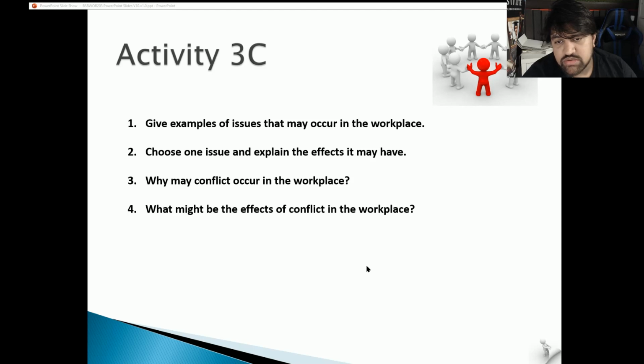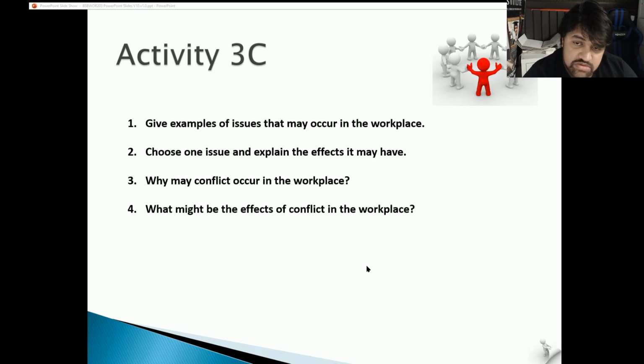Okay, choose one issue and explain the effect it may have. So if we're talking about bullying, it can cause depression, it can cause dissatisfaction of the employee at the workplace. They can disconnect and not do their best and have lower productivity. If they're not happy, we may lose somebody who takes part in our day-to-day task. We could lose them and they would resign from the job, essentially.